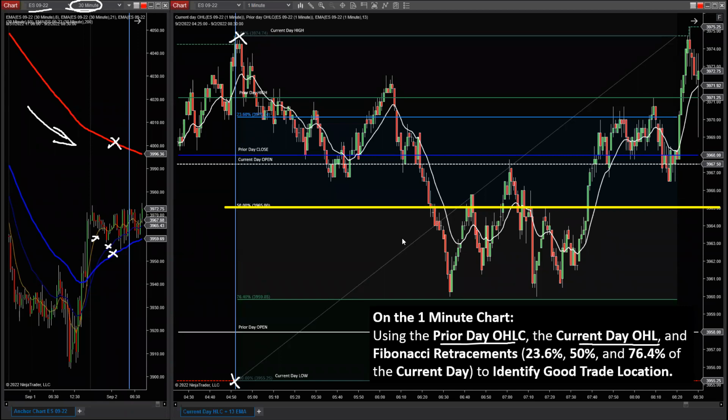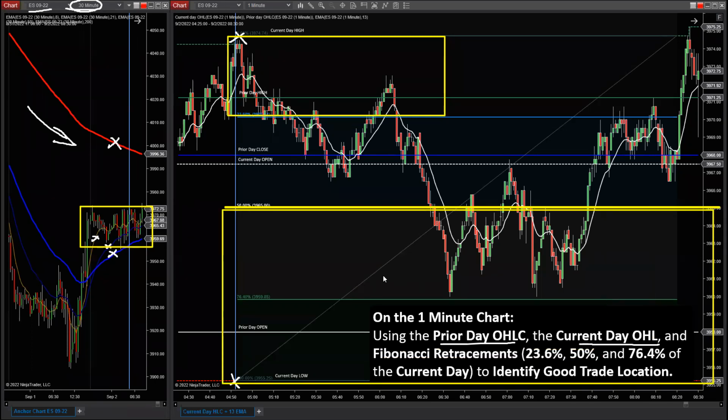If you're going to fade extremes, and because we are going sideways, you can trade both directions. You want to make sure that you're pretty much selling up in here above that 23.6. And you want to make sure that you're buying, since you've got context, below the 50, or after the market is balanced like it has here and broken out to the upside.